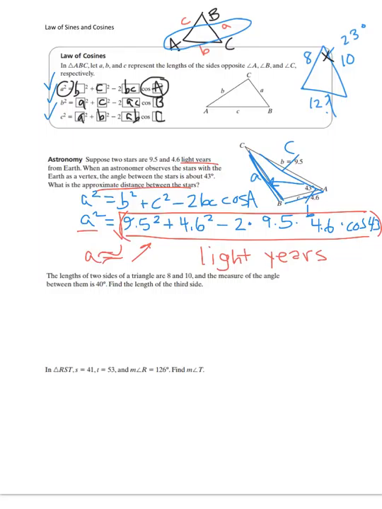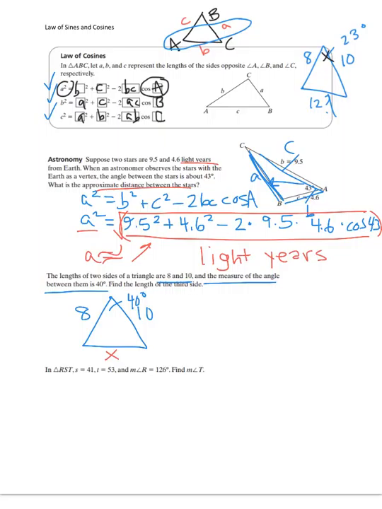Okay, second example. The lengths of two sides of a triangle are 8 and 10. The measure of the angle between them is 40. Find the length of the third side. So we're going to let that be x.